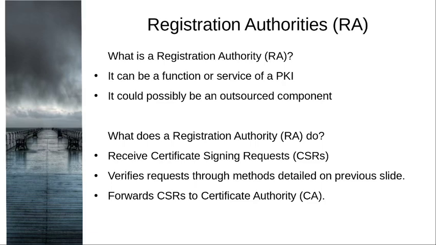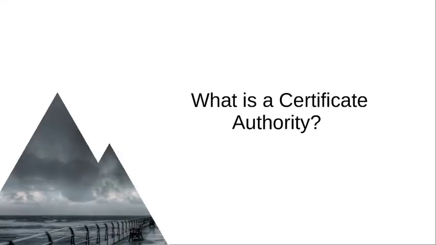So the registration authority will receive the certificate signing requests, also known as CSRs. They will verify the request through the methods detailed as mentioned previously. And they will forward those CSRs, once verified, to the certificate authority to be signed off. And that is pretty much what a registration authority does. Following on from registration authorities is certificate authorities. So it's a really good topic to cover.